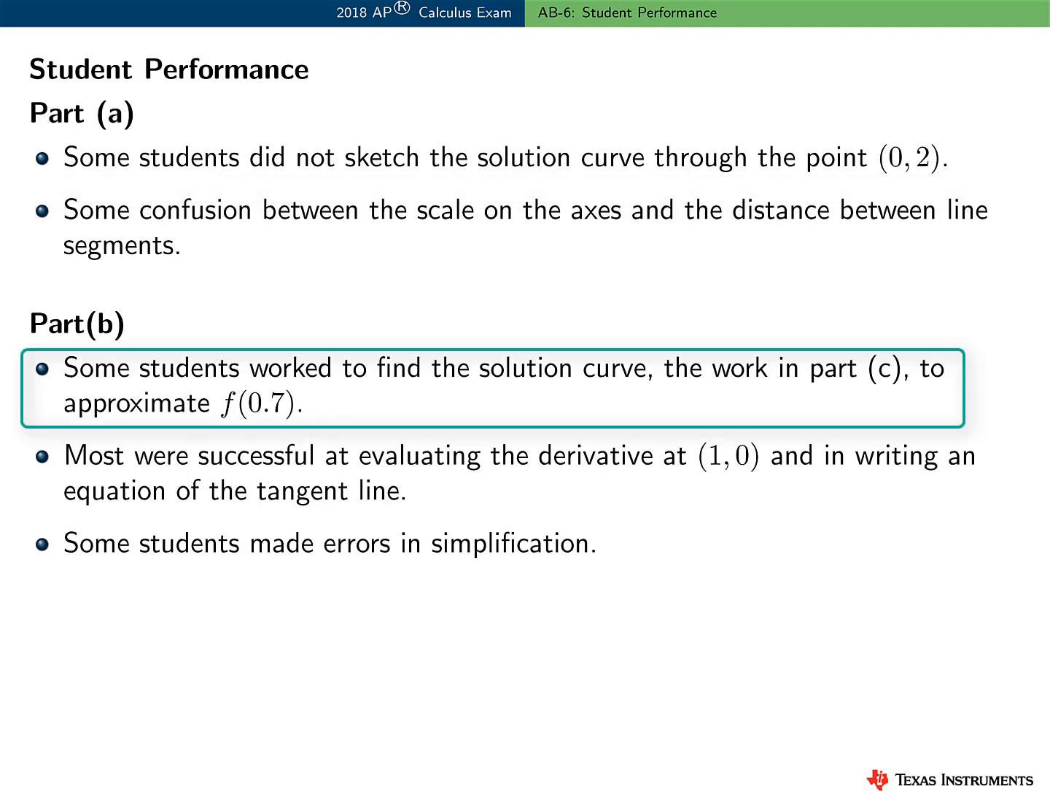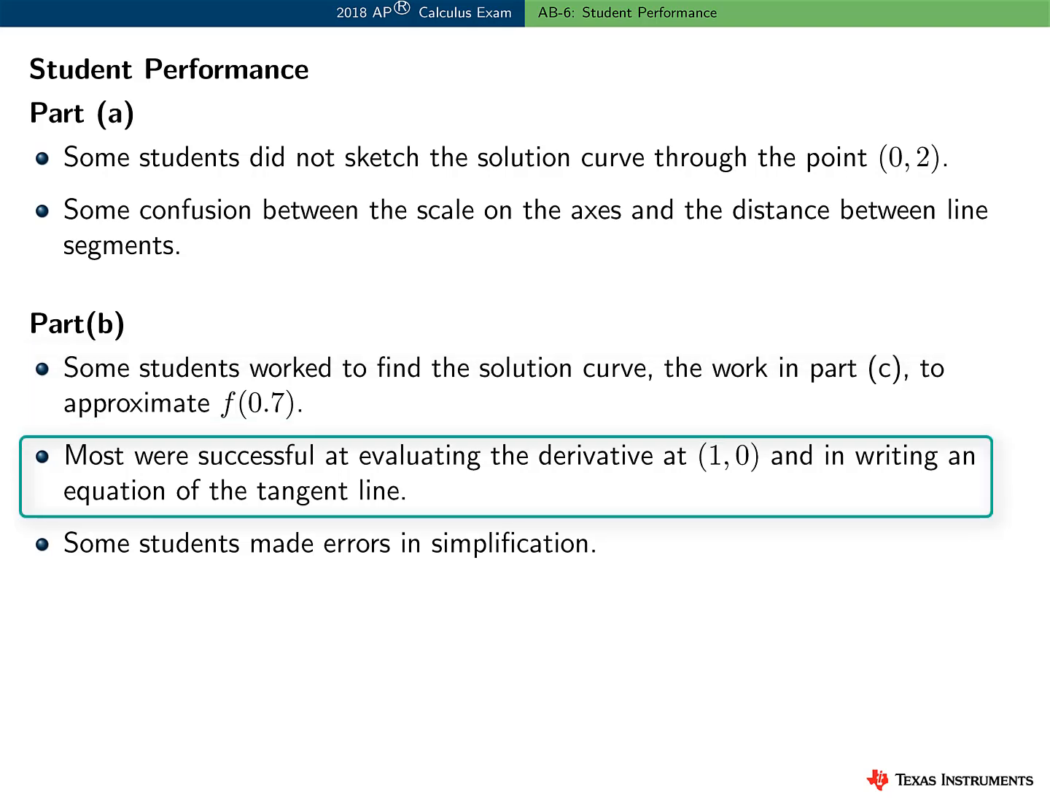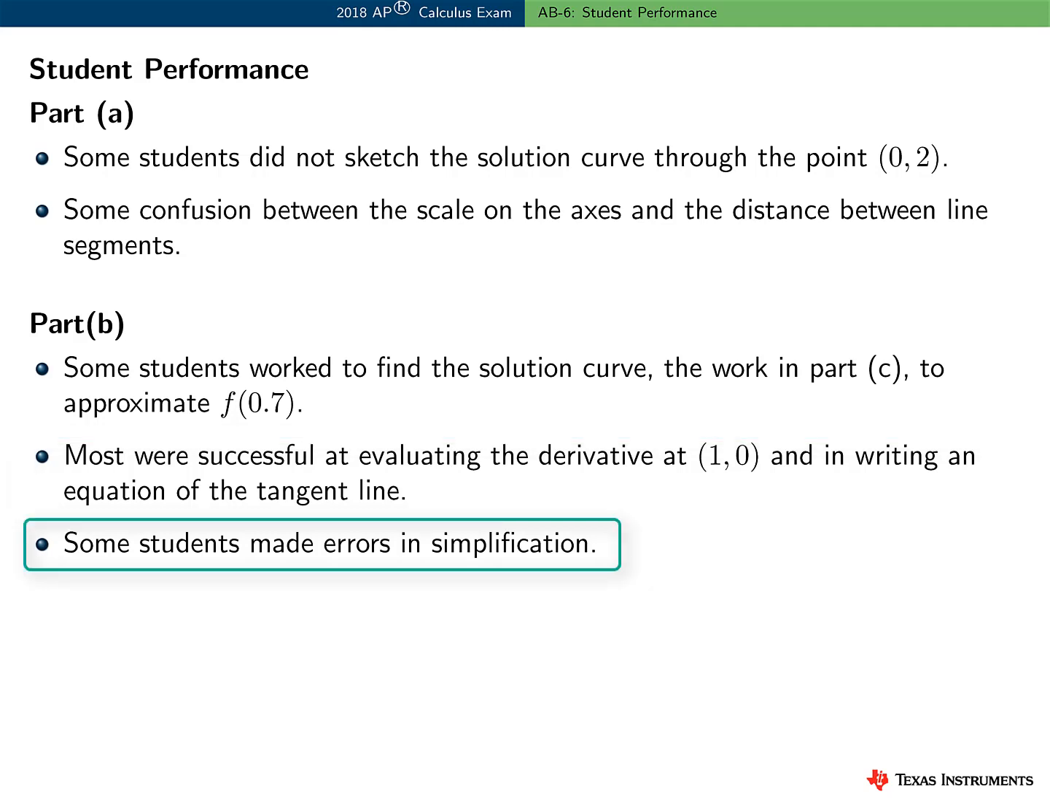In Part B, some students actually worked to solve the differential equation. That's the work for Part C. Most students were able to find dy/dx at the point (1, 0). And some students made errors in simplifying the approximation. Remember, the final numerical answer does not need to be simplified on the AP Calculus exam.